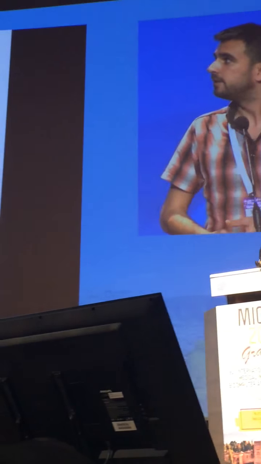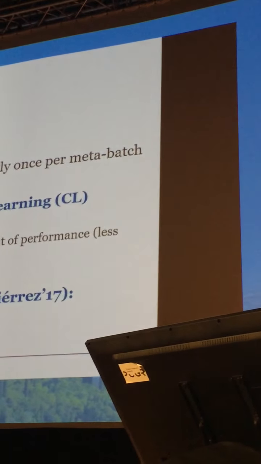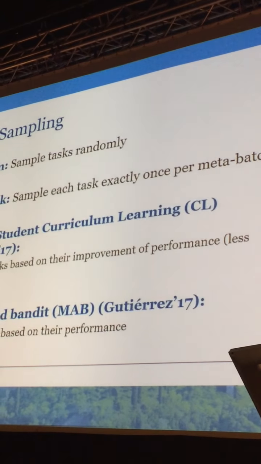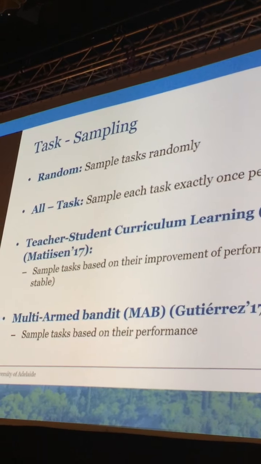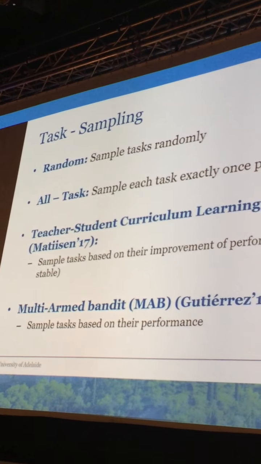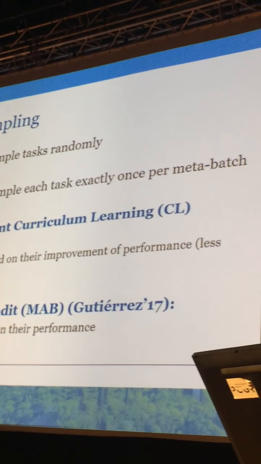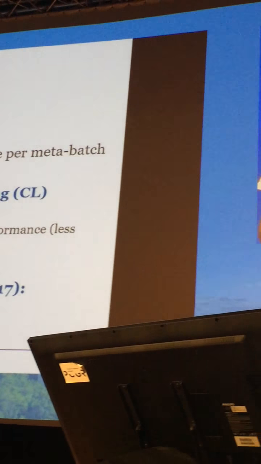The main issue during the meta-training phase is how we sample tasks. For example, if we sample the tasks randomly in the first phase, we get random sampling. But we can do something better. We can, for example, sample each task once at each iteration, what we call all tasks. But we can do even better than that and sample according to a curriculum learning strategy.